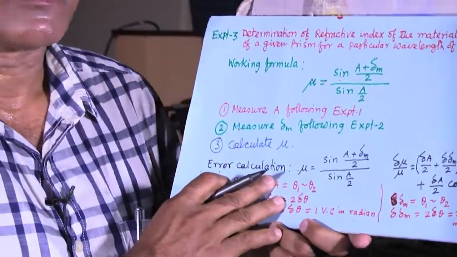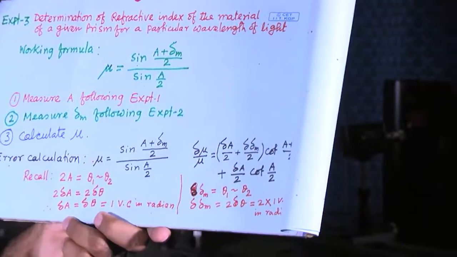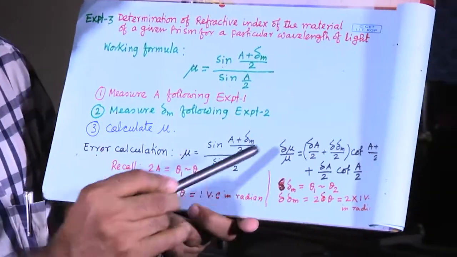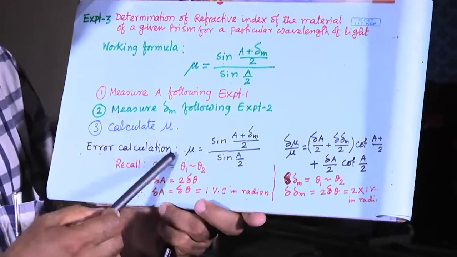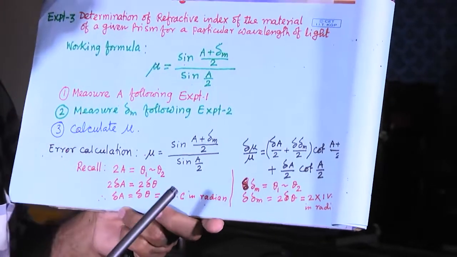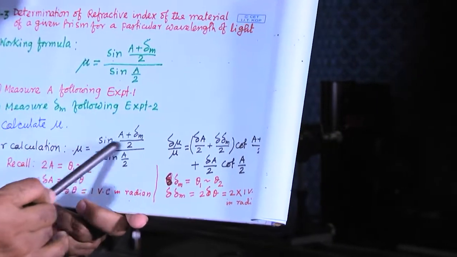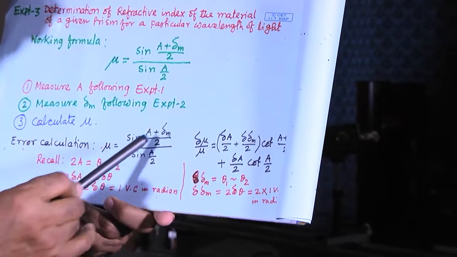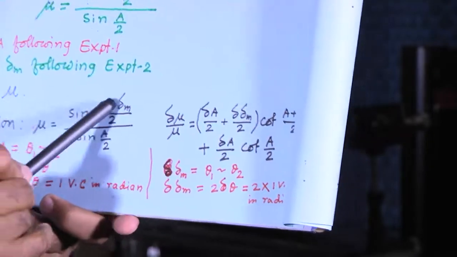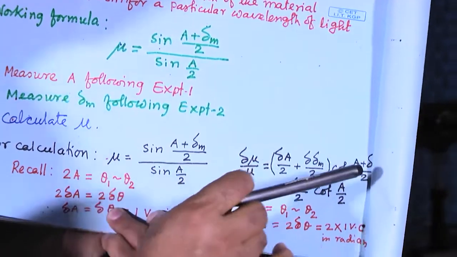Now the error calculation, because we are using a ready-made working formula. What is the most probable error, the percentage error, that one should calculate? Here mu is equal to this, so del mu by mu equals, you know this, if you take log on both sides, log mu equals log of this plus log of this, then differentiate. Log of this gives del mu by mu, and log of the first part gives 1 by this and the differentiation of this, which is cos, so it will be cot of (A plus delta m) by 2.